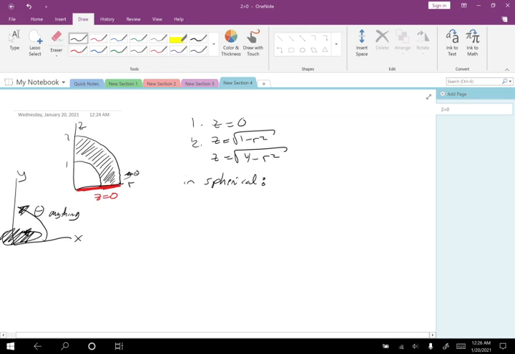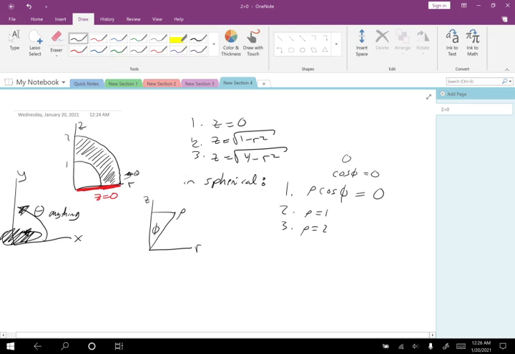So in spherical, if I label these 1, 2, and 3, let's skip 1. Because 2 is just clearly rho equals 1, and 3 is just clearly rho equals 2. So now for 1, this is rho. Remember, if you draw these diagrams out, you won't get confused. So z is rho cosine phi, and that is 0. So that means cosine phi equals 0.